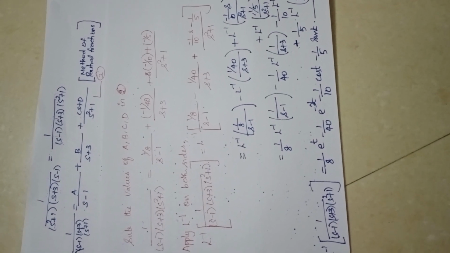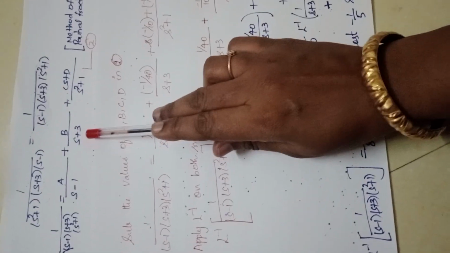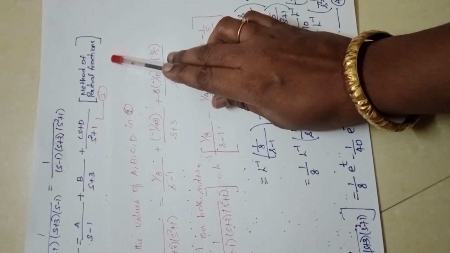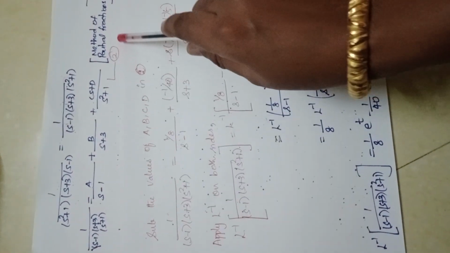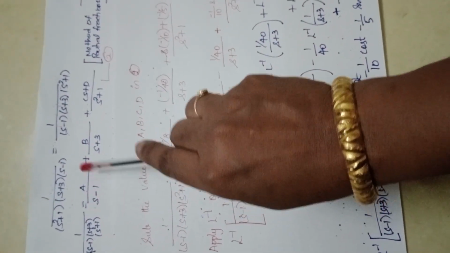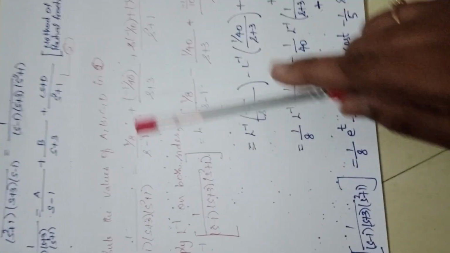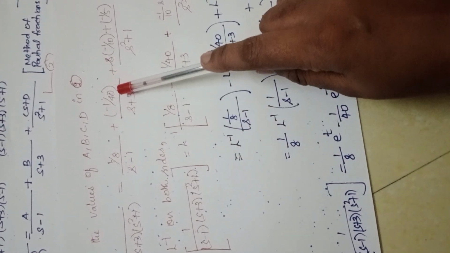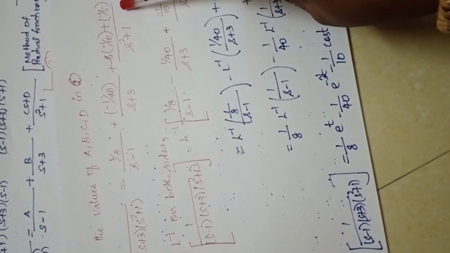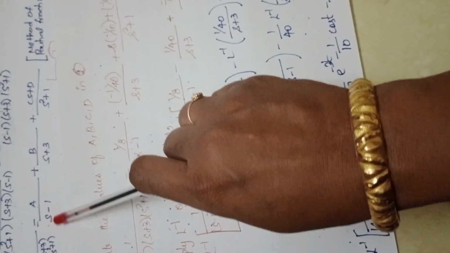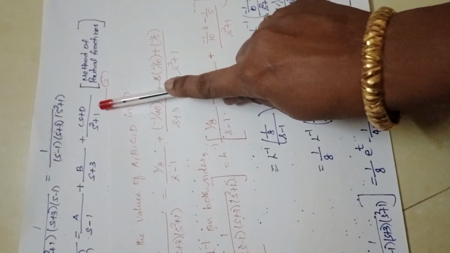Substituting all the 4 values in equation 2. What is equation 2? Going back to our previous page where we have taken the partial fraction. This expression is what we named as equation 2, where you have the constants a, b, c, d. All the values we got it now. We got a is equal to 1 by 8, b is equal to minus 1 by 40, c is equal to minus 1 by 10, d is equal to minus 1 by 5. So in the respective places we have substituted all the values. This completes my equation 2.